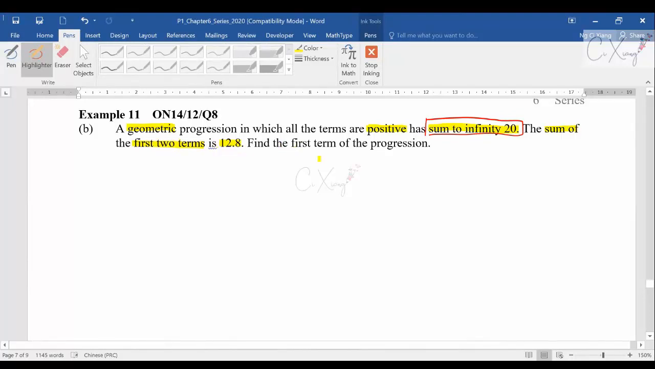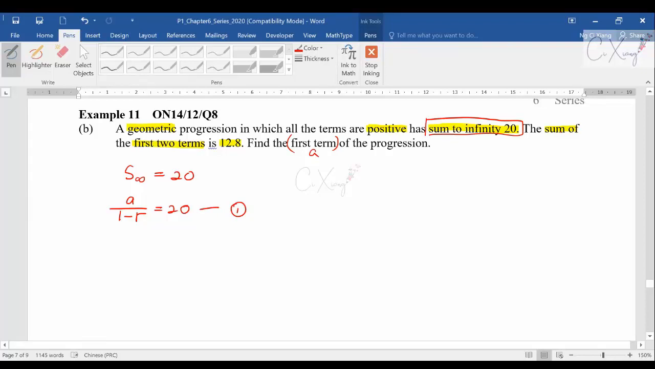They want you to find the first term of the progression. Again, the first term is A. They want you to find the A for this geometric progression. To find A, I need to use the information given in the question to start with. First, you have the sum to infinity, which is 20. So sum to infinity equals 20. Recall, what is the formula for sum to infinity? It is A divided by 1 minus R. Do you have the value of A? You don't. Do you have the value of R? You also don't. So you just keep it in formula form like this. This is our first equation.